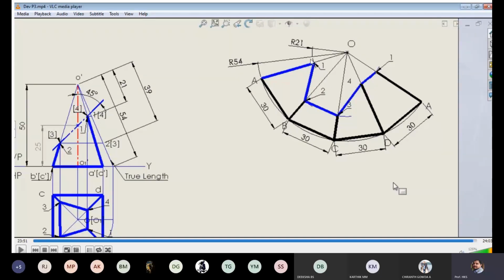Then connect the points with straight lines. Again, it should be a straight line. Then join them with thick lines. This is the development.